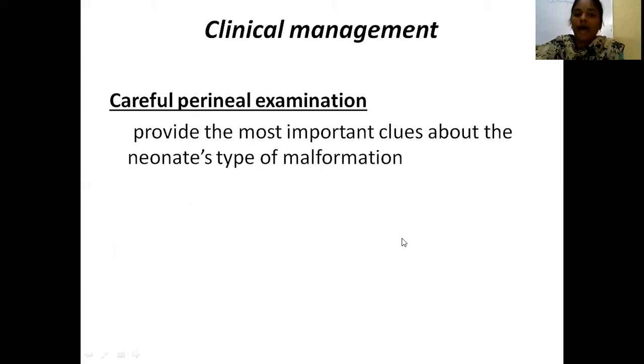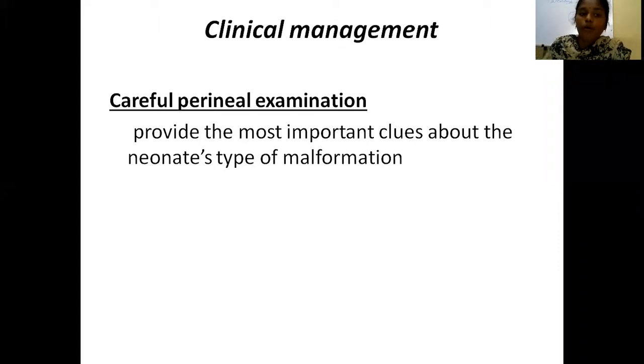So how do you manage a patient with anorectal malformations? Clinical management. The first important thing is careful perineal examination. I don't know how many of you attended the pediatric postings. As soon as the baby is delivered, the pediatrician will come and examine all the systems. After keeping the baby in the warmer, they will pass the nasogastric tube, examine the genitalia, and examine the anal opening.